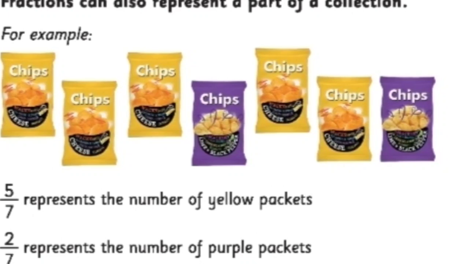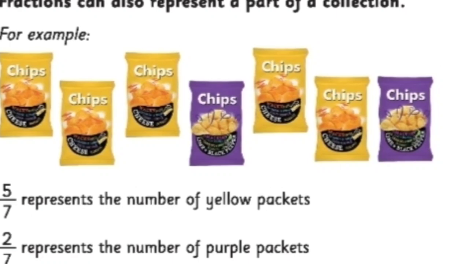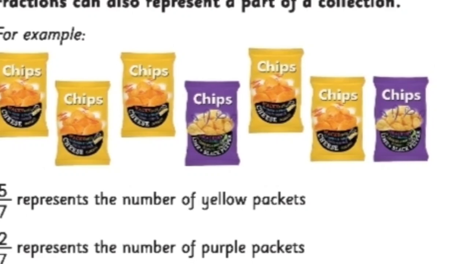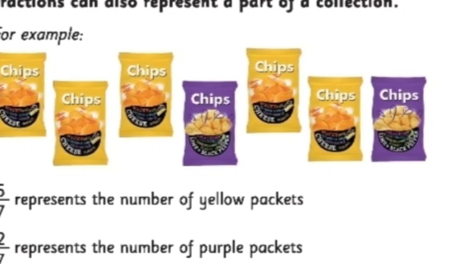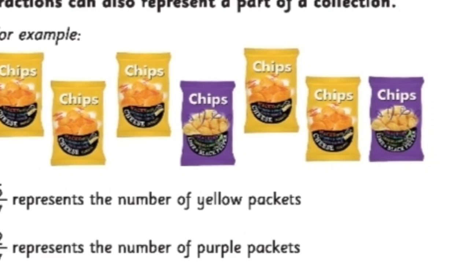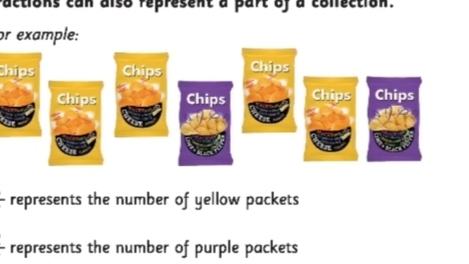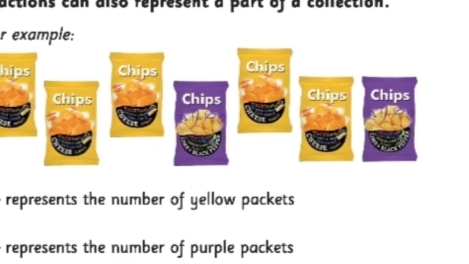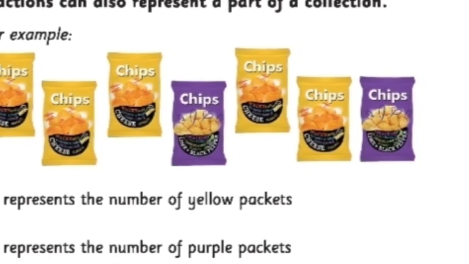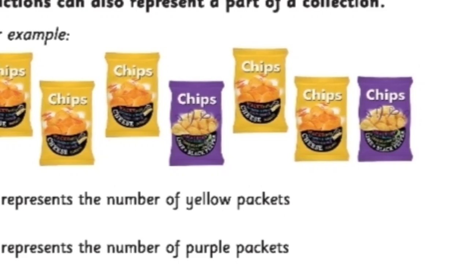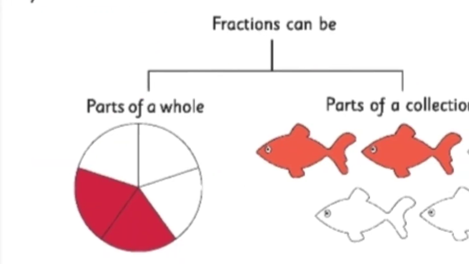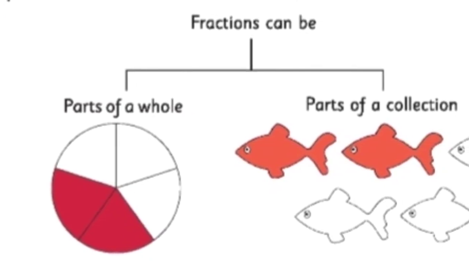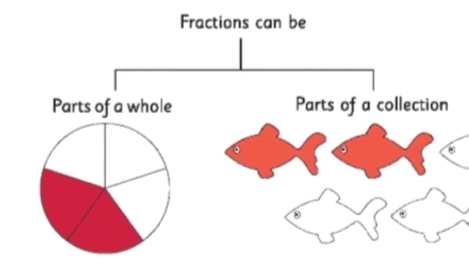Next, see here. How many of these packets are purple? Yes, 2 out of 7 of these packets are purple. We can write the fraction as 2 by 7. That is 2 by 7 of these packets are purple, right? Thus, we can see fractions are used to represent both parts of a whole and parts of a collection.